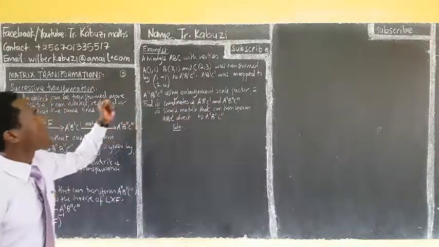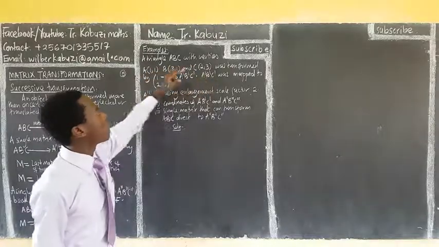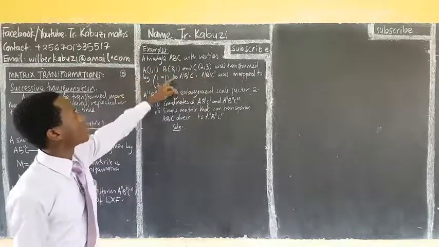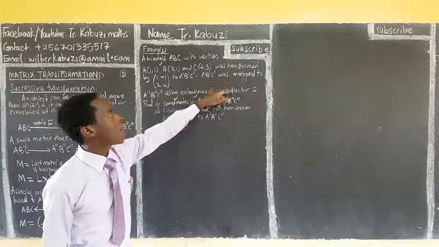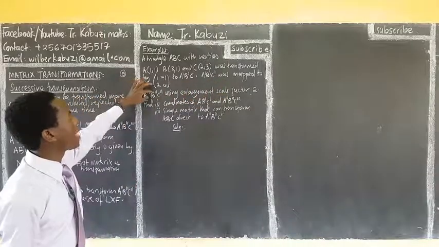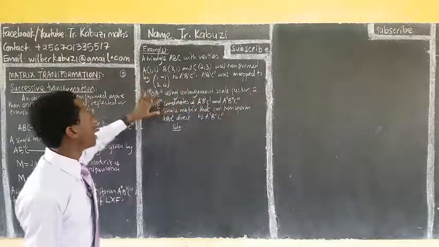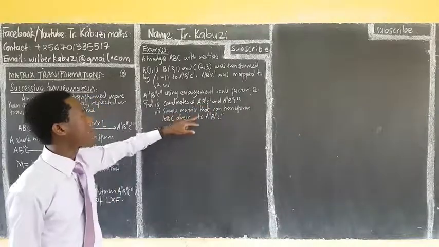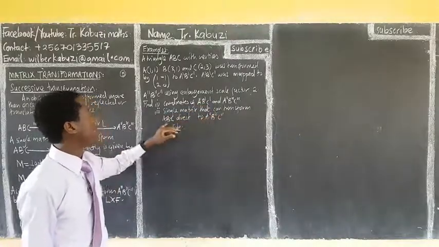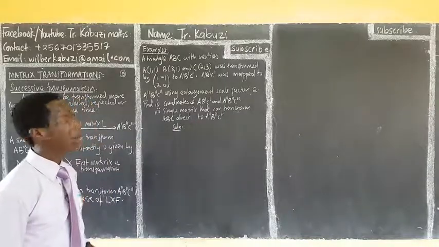So we have an example here. The triangle ABC with the vertices was transformed to A prime, B prime, C prime. Then A prime, B prime, C prime was mapped to A double prime, B double prime, C double prime using a scale factor of 2. Find the coordinates of this and this, and a single matrix that transforms ABC directly to A double prime, B double prime, C double prime.